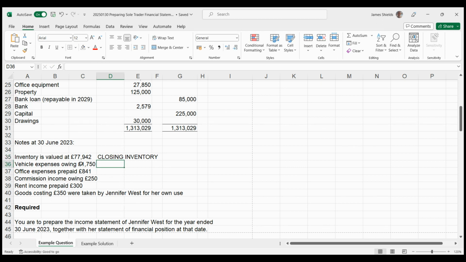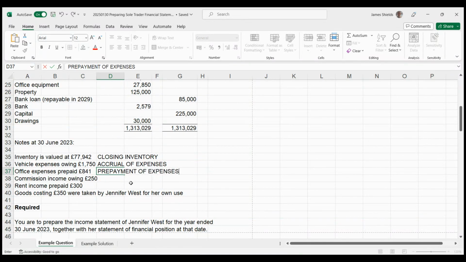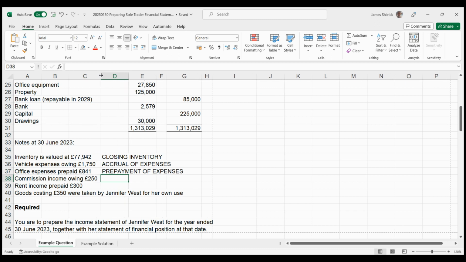Vehicle expenses owing are 1,750. Now, if they're owing, that's an accrual of expenses. So accrual of expenses. Office expense prepaid, that's going to be prepayment of expenses. Commission income owing of £250, that's going to be accrual of income. So that's accrual of income.